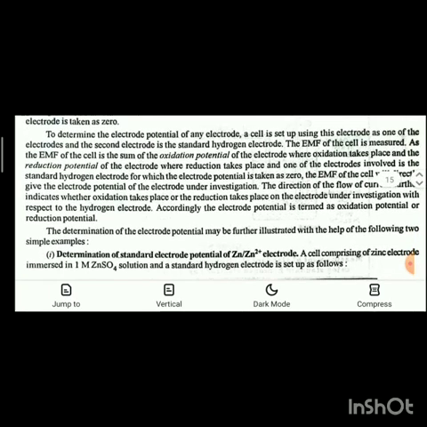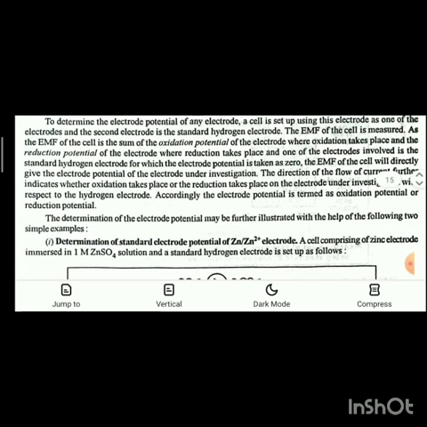To determine the electrode potential of any electrode, a cell is set up using this electrode as one of the electrodes, and the second electrode is the standard hydrogen electrode. The EMF of the cell is measured. As the EMF of the cell is the sum of the oxidation potential of the electrode where oxidation takes place and the reduction potential of the electrode where reduction takes place, and one of the electrodes involved is the standard hydrogen electrode, for which the electrode potential is taken as 0, the EMF of the cell will directly give the electrode potential of the electrode under investigation.